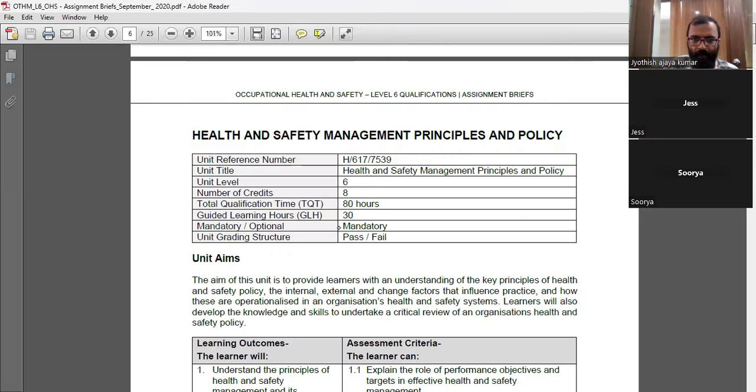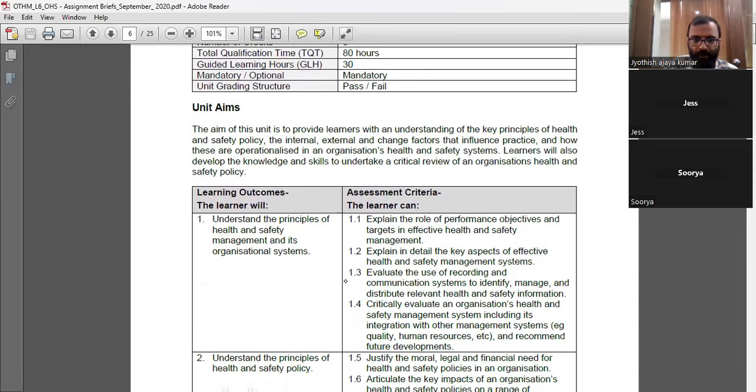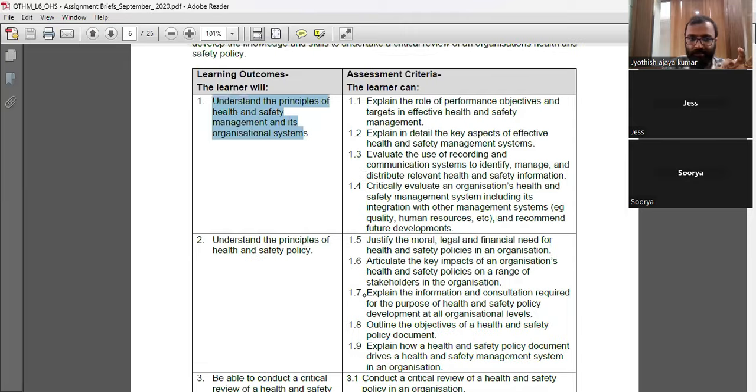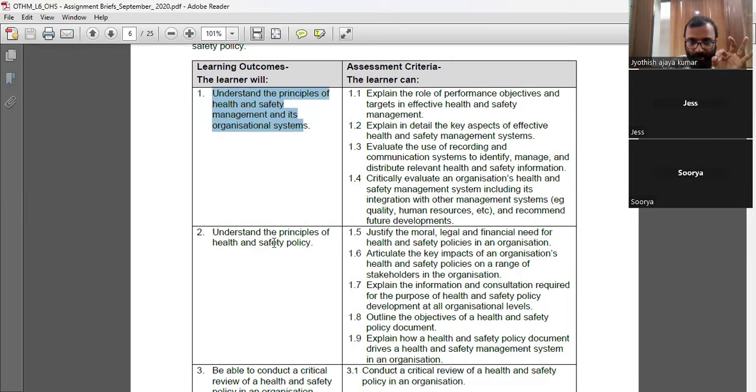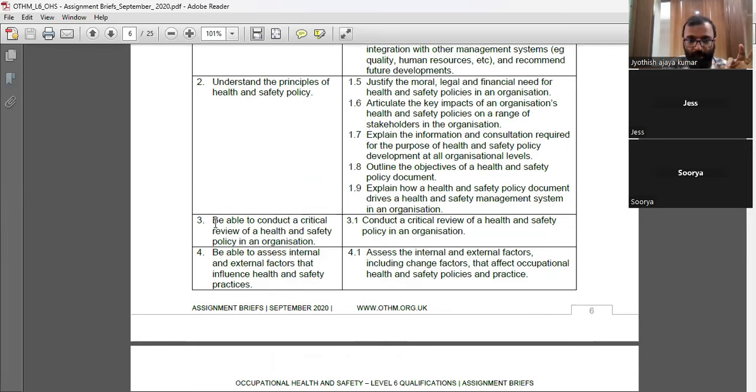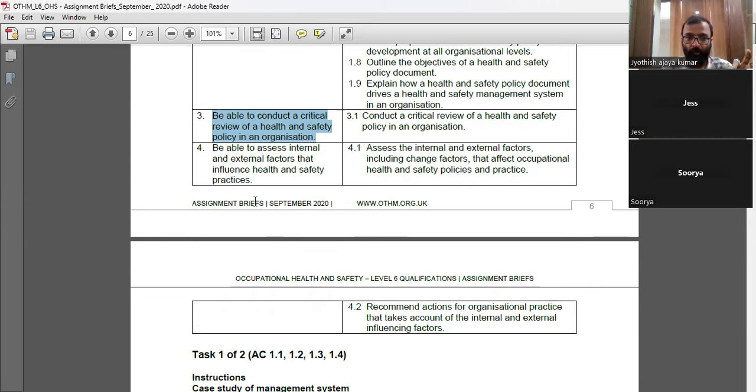So in the health and safety policy, we will be discussing understanding the principles of health and safety management and its organizational system. Then the HSE principles and HSE policy we will be discussing. Then being able to conduct a critical review of the health and safety policy of an organization. We will be reviewing what the health and safety policy of that organization is. Then we will be able to assess internal and external factors that determine the policy.